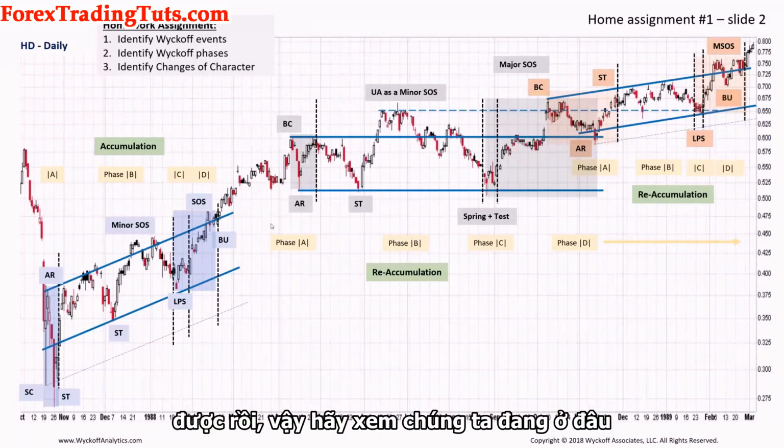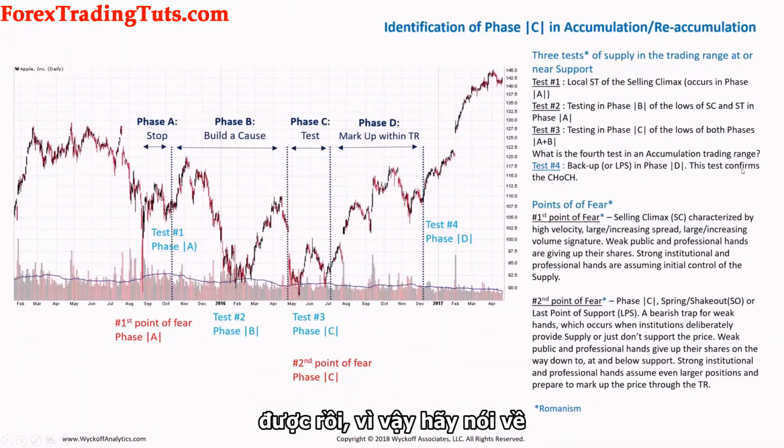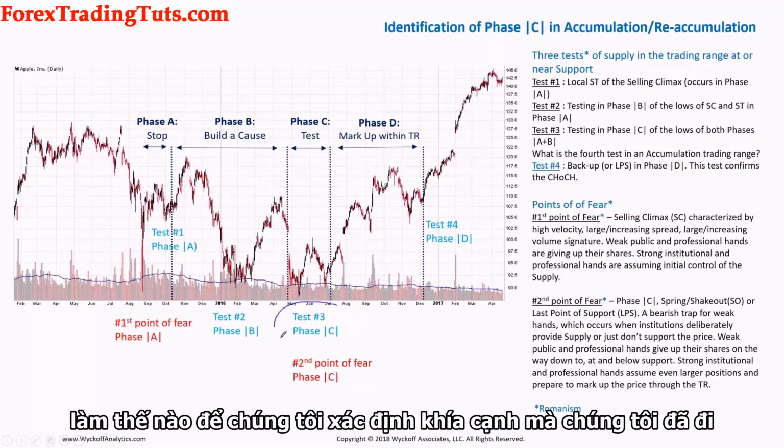All right, so let's see where we are. So we have like, what, 20 minutes or so. All right, so let's talk about identification of phase C. How do we identify phase C?